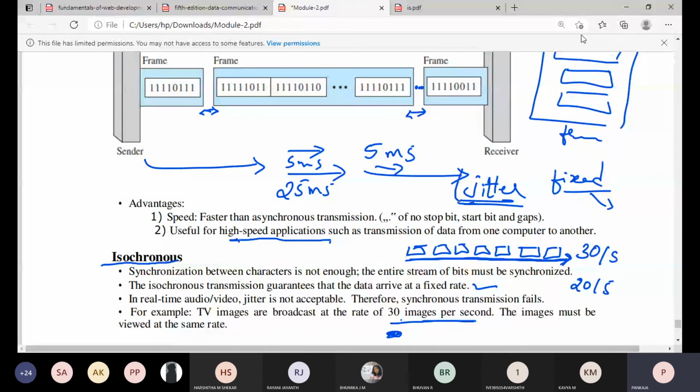In the first module, the last chapter, the third chapter, I also explained this jitter. So jitter should not be there. What is jitter? It is the variation in the arrival time of packets. The packets are coming at different time intervals. That is called jitter.